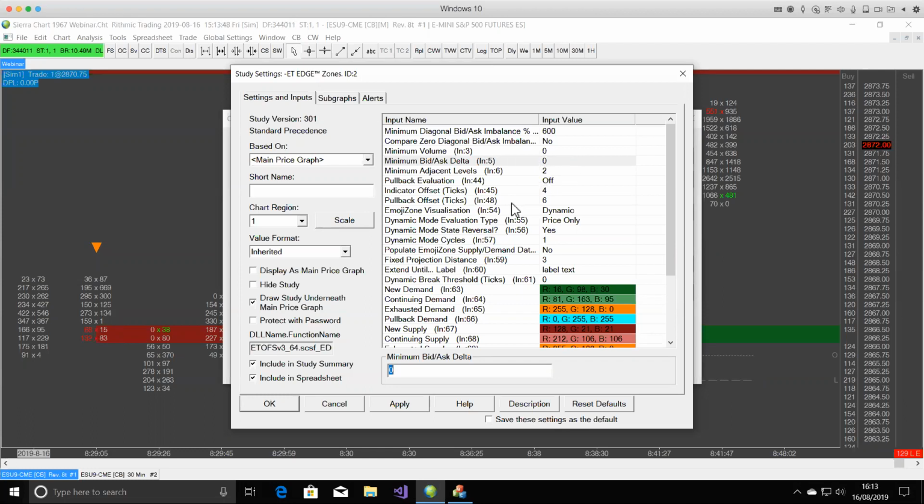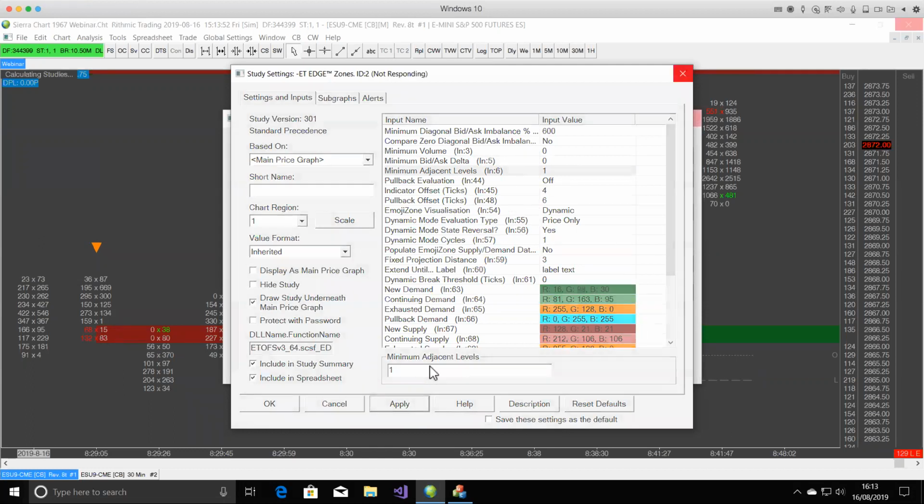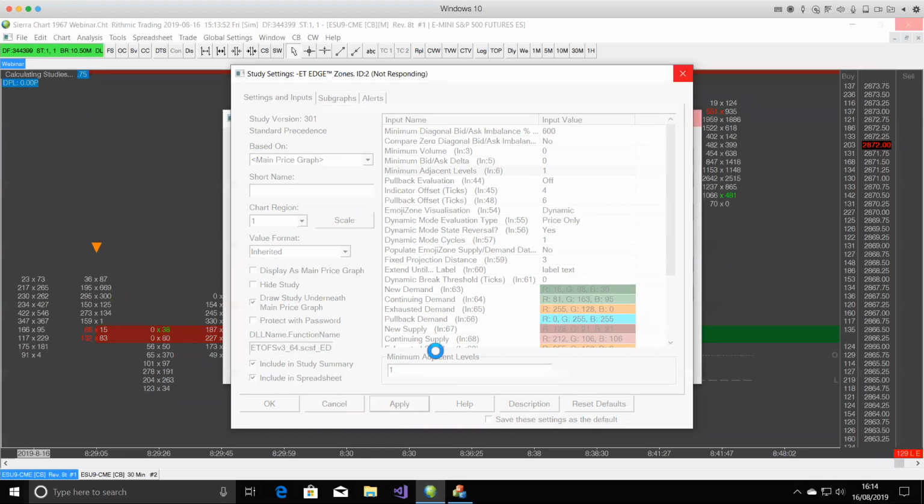And then finally, we can set how many levels we want. So if I only want 1 level, I'm going to highlight lots more imbalances. We're not seeing that particularly on this visualization. Oh, it's still calculating. This is our historic stacked imbalance functionality. We had a specific indicator highlighting stacked imbalances. So that's how you can implement stacked imbalance within edge zones. It's utilizing this minimum adjacent levels.